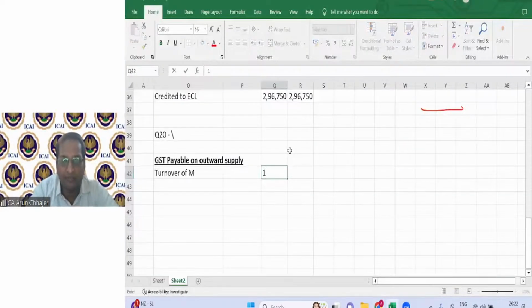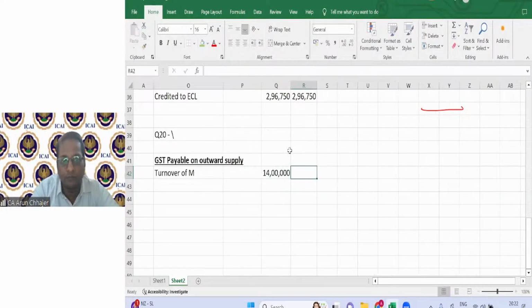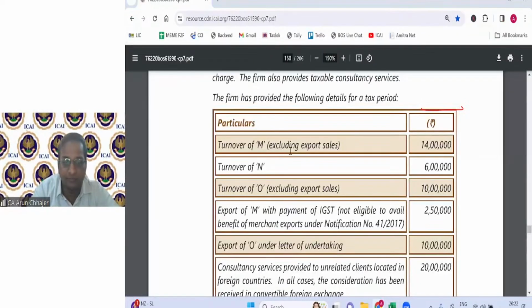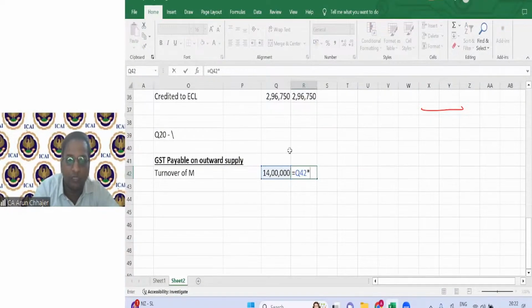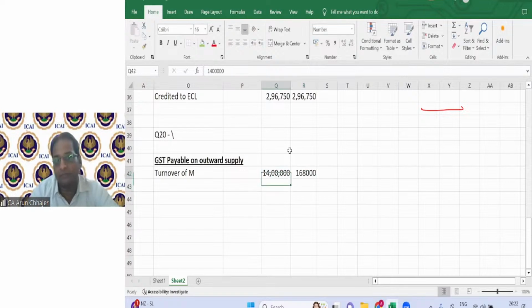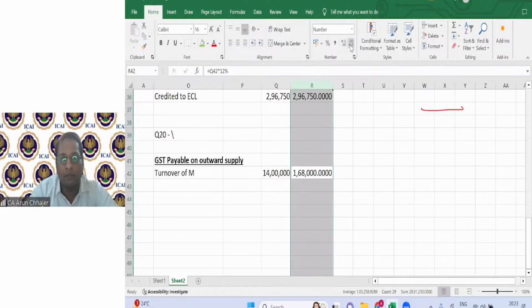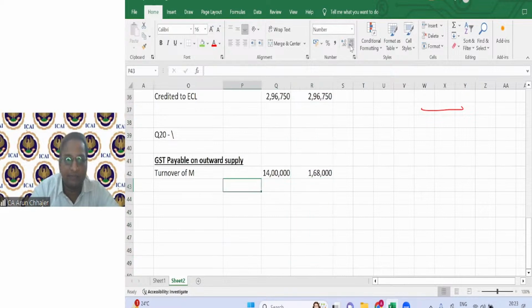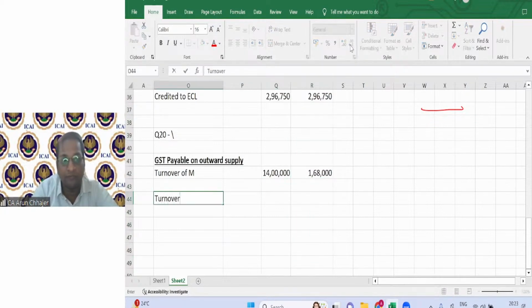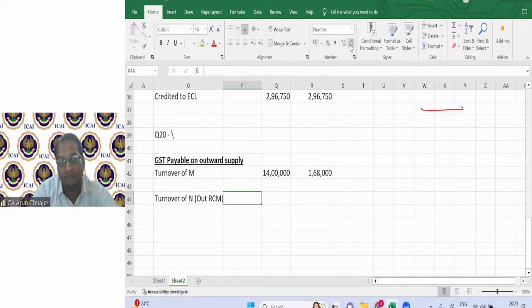And what is the value? The value is 14 lakh. And what is the tax? 12%, right? In total, we need to calculate. So 1,68,000 is the tax liability. And then turnover of N. But do we need to pay the tax? No, it is outward RC.